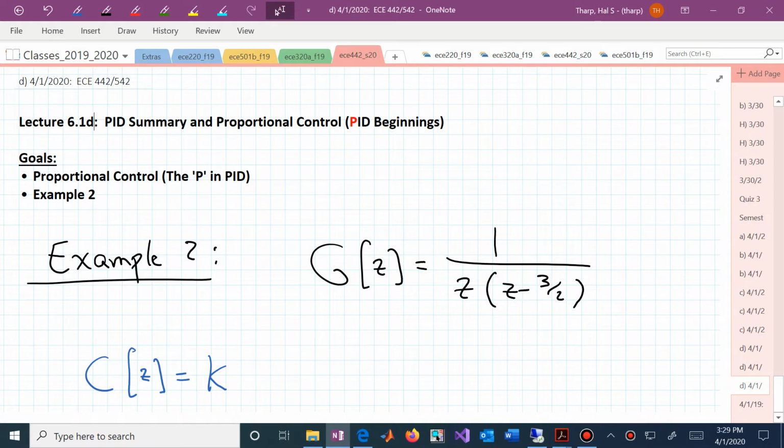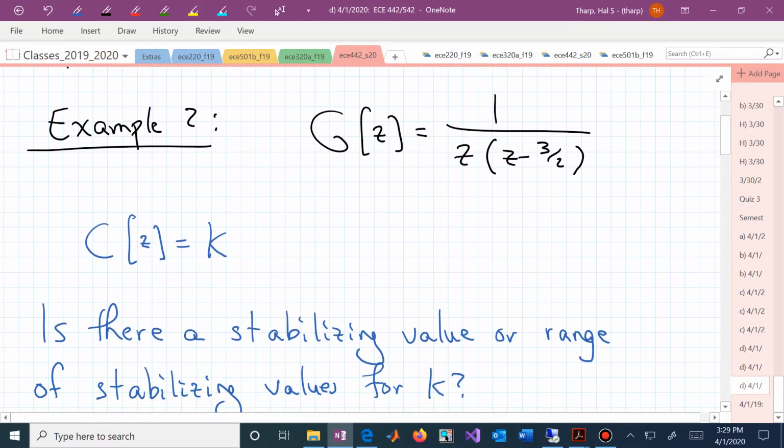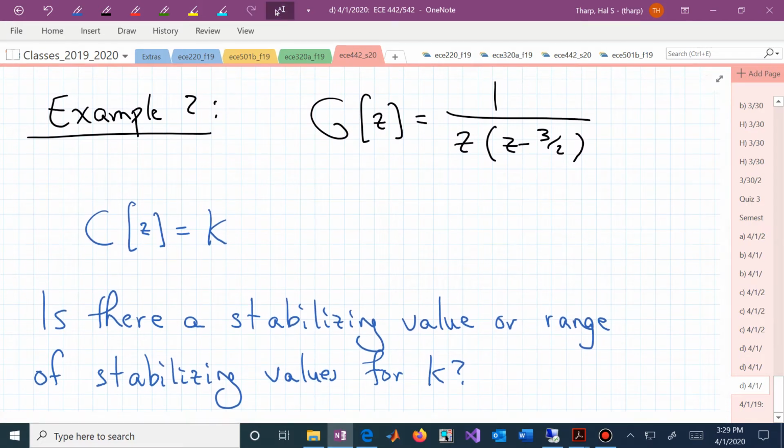And this particular lecture is sort of teasing us into what we might be able to expect from sketching a root locus diagram. So let's look now at this system. This is example 2, and say what can we achieve using proportional control. We now have G(z) equal to 1 over (z minus 3/4)(z minus 3/2). We want a proportional controller K. Is there a stabilizing value for K?